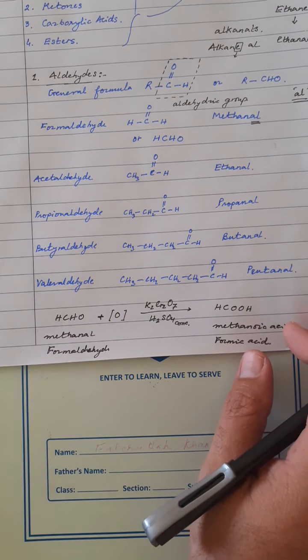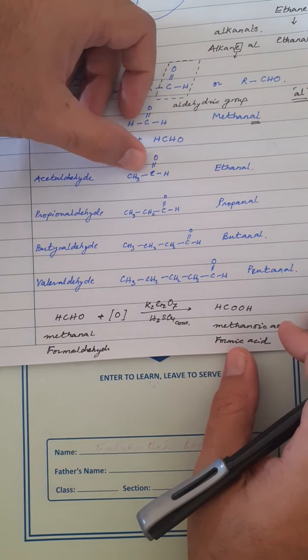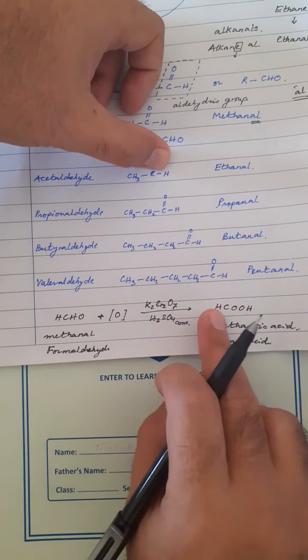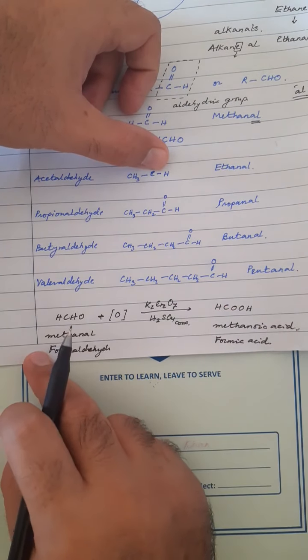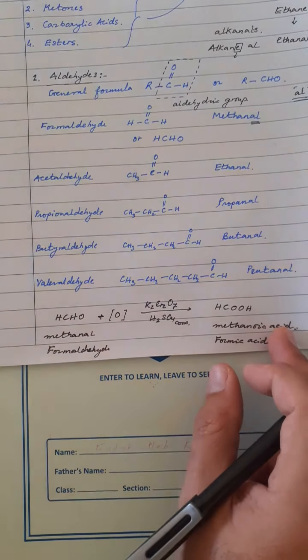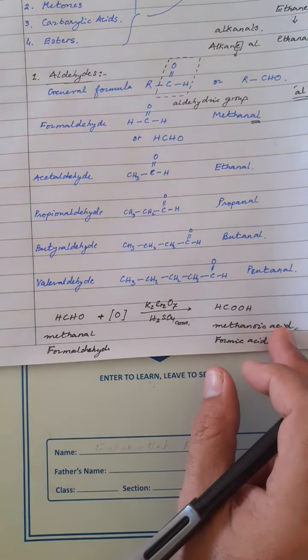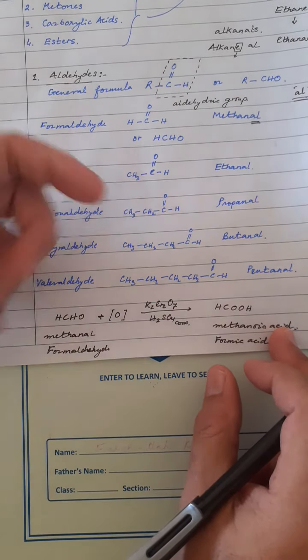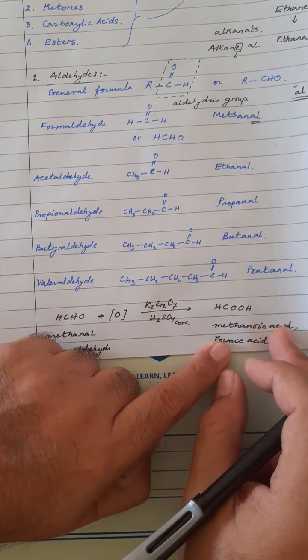In the same way, if I take this compound, CH3CHO will become CH3COOH: acetaldehyde, acetic acid. So these common names of the aldehydes basically came from the common names of carboxylic acids, because aldehydes can be oxidized with these reagents to carboxylic acids. I hope you get the point, right?